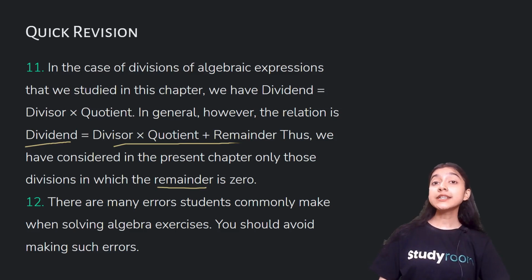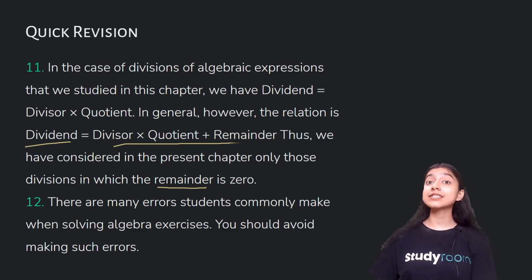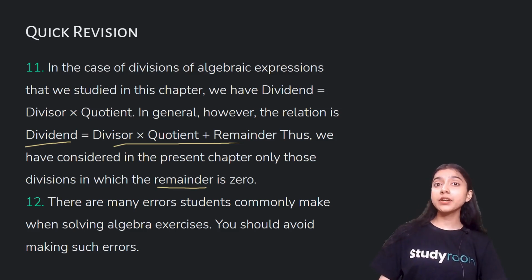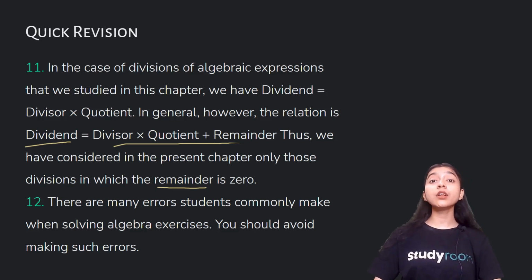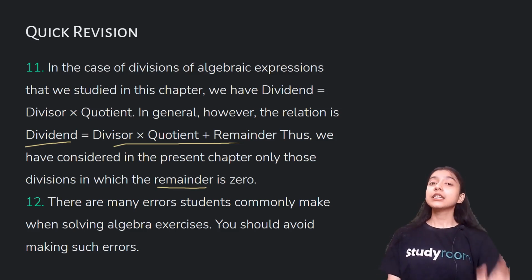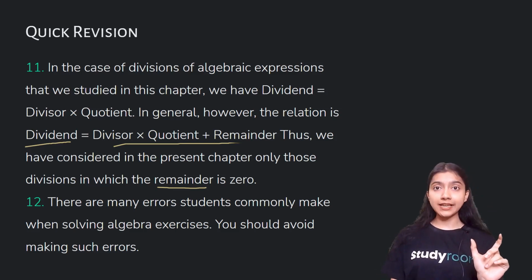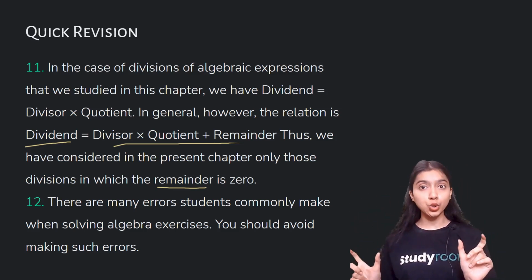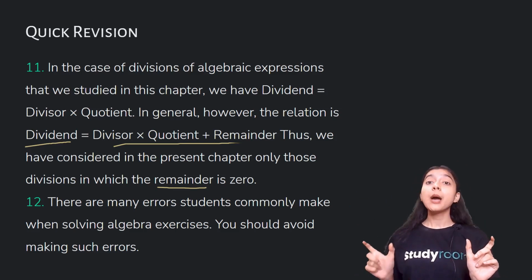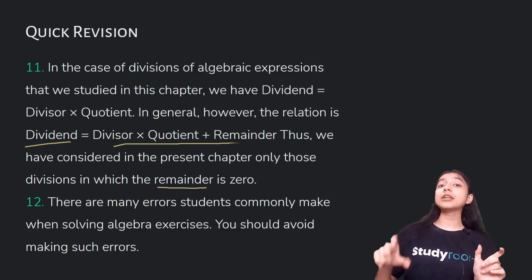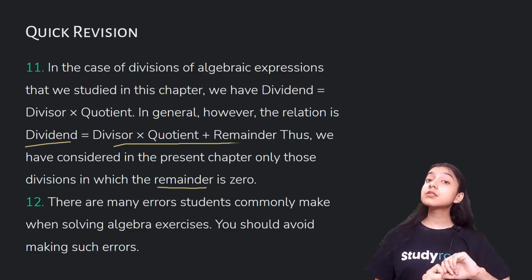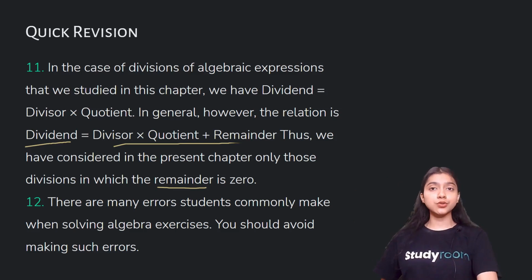Now, students make a lot of mistakes while solving these algebra problems. So such errors need to be avoided. The most common error that I have seen is that whenever you are doing a long division, they first multiply the first term of the divisor with a given term so that the multiplication gives the first term of the dividend. But then they forget to multiply this term of the quotient with the second term of the divisor. This is a common mistake that I have seen in most of the students. So try avoiding such mistakes.